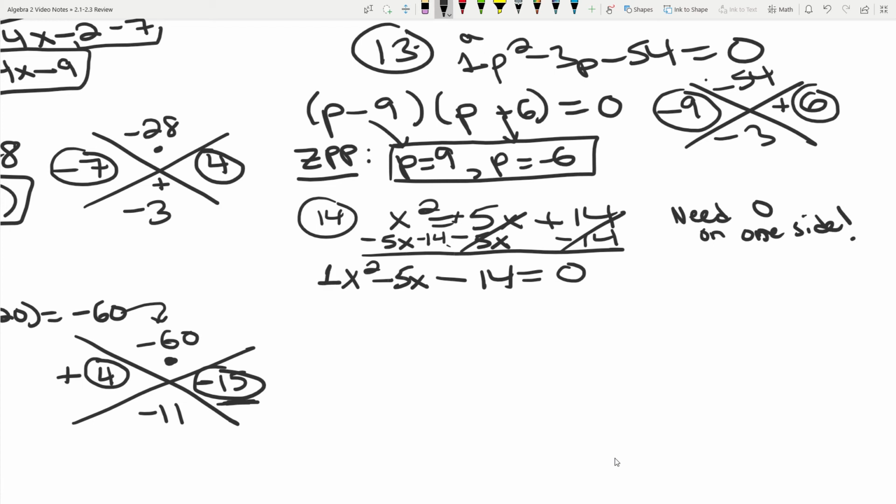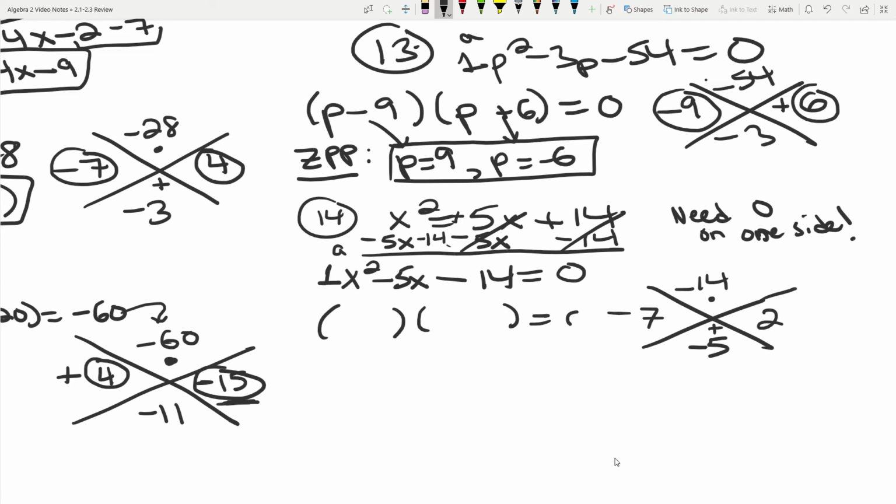A is 1, right? So we do not have to use AC method. So go to your table. Negative 14 goes on top. Negative 5 on the bottom. So two numbers that multiply to negative 14, but add up to negative 5. That would be 7 and 2. Negative 7 has to be negative because negative 7 plus 2 is negative 5. So now we can do the double parentheses equal to 0. X, we're using x for the variable, and we're going to use our two numbers, negative 7, positive 2. So we got negative 7, positive 2.